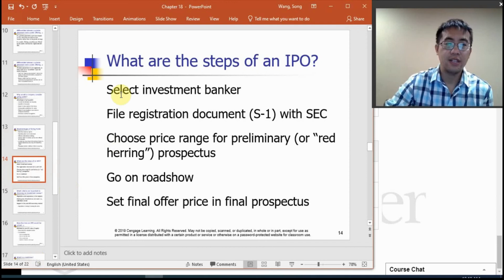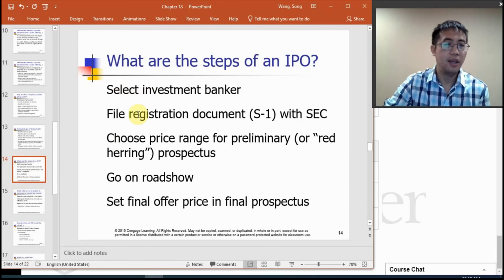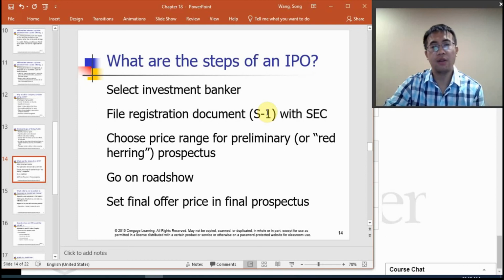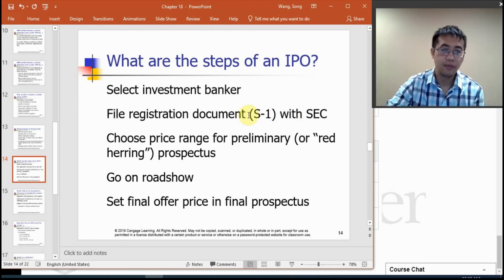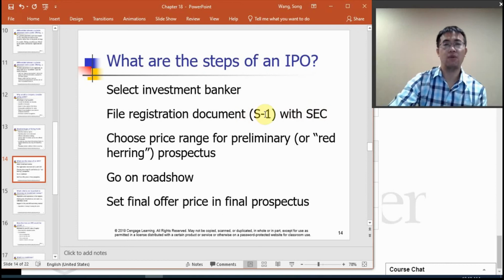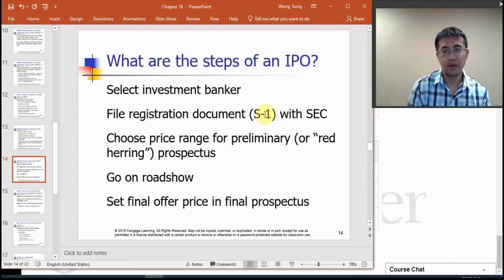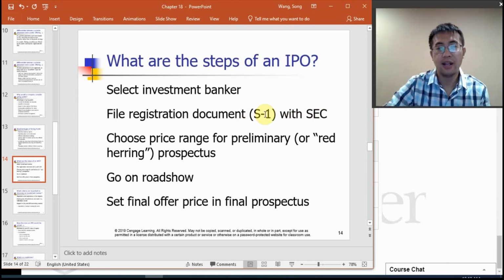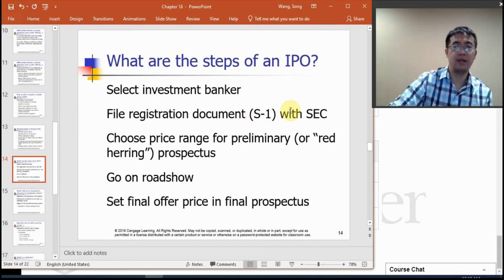After you find the investment banker as the middleman, you will file the registration document. It's called an IPO prospectus, or the S-1 form, with the SEC. And your report 3 of this course, which is 5 points of your grade, I believe, is to analyze the S-1 form of Facebook when it went public.